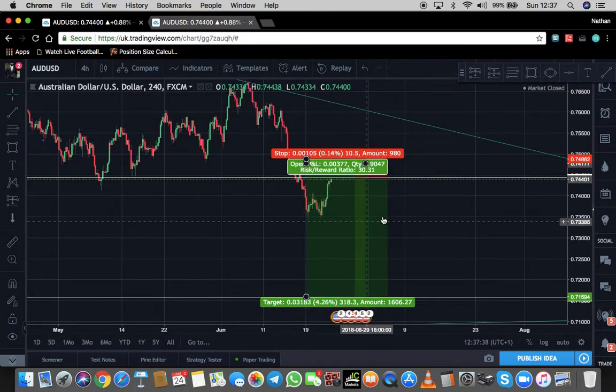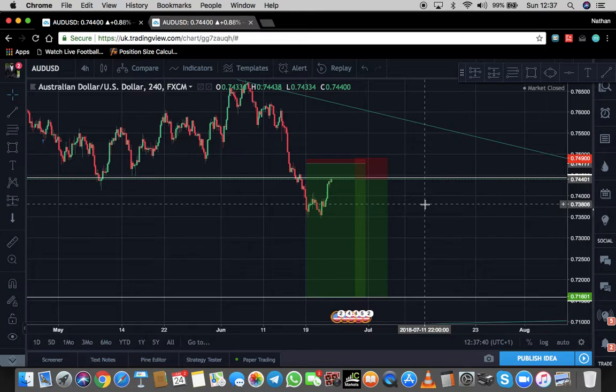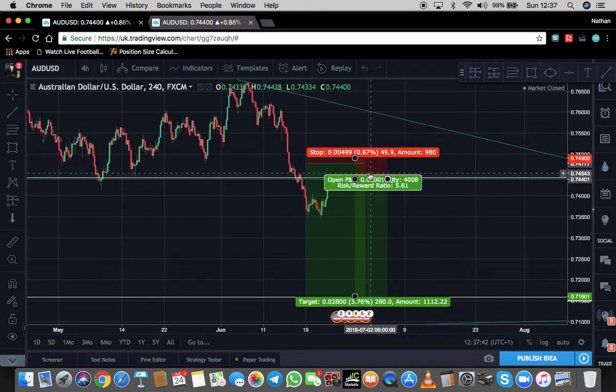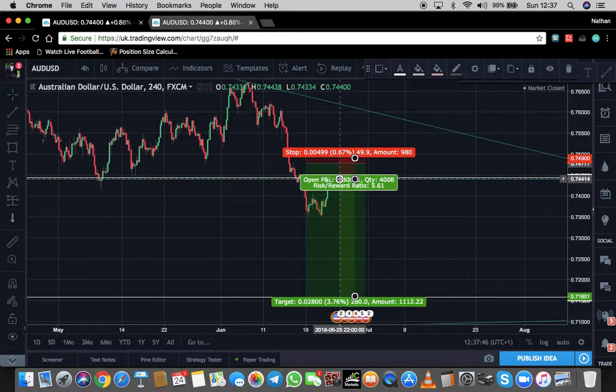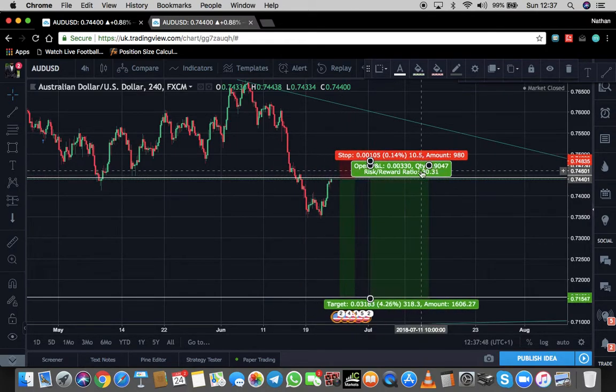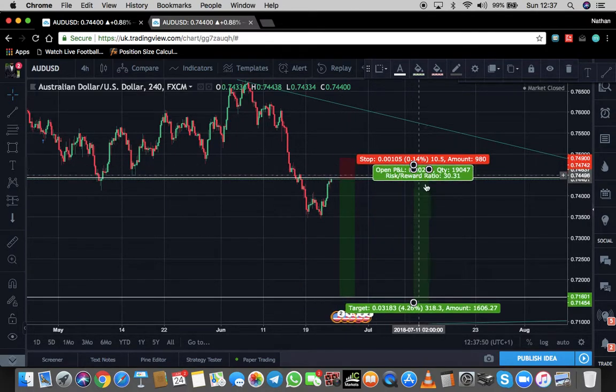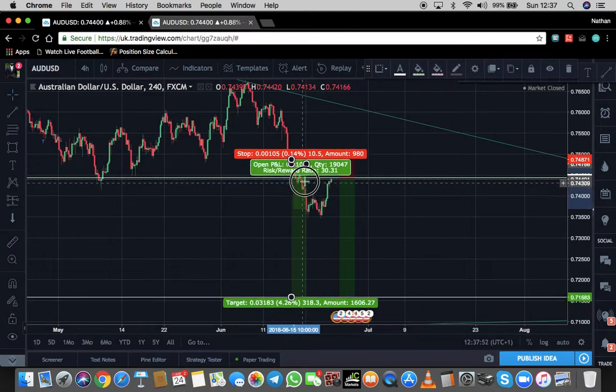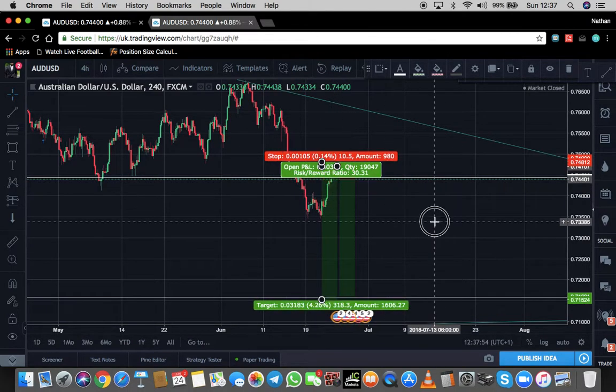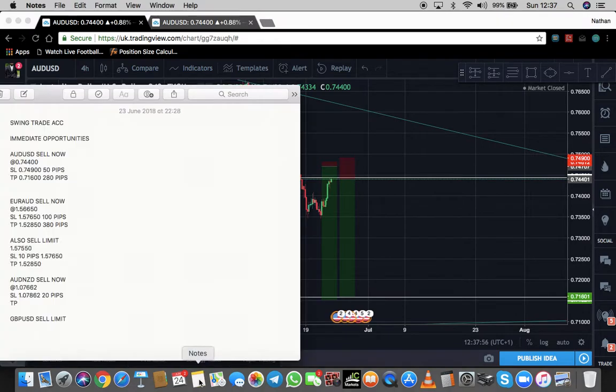With this one here, 50 pips risk. So you're going to divide your £20 into 50. Now your lot size is much smaller. You get the whole point. You're not going to be able to put such a big lot size. So that's the AUD USD covered.